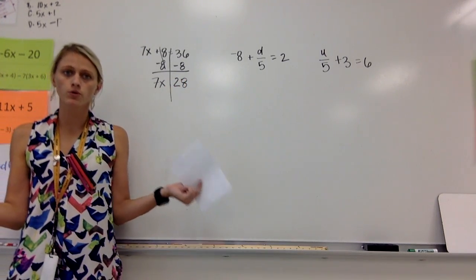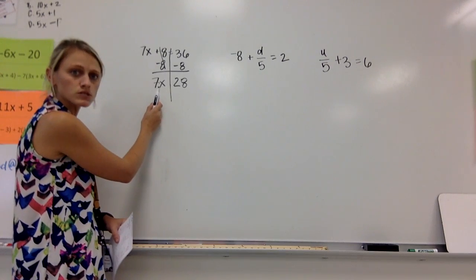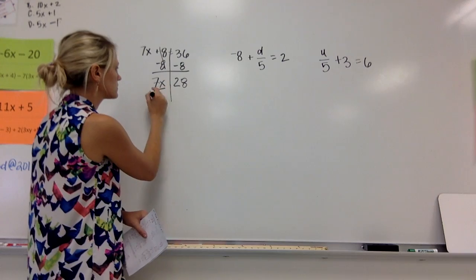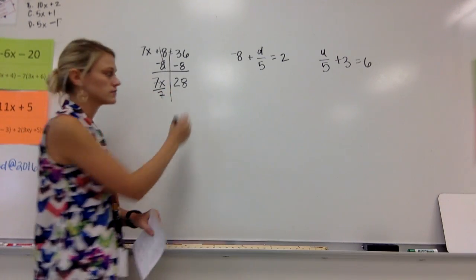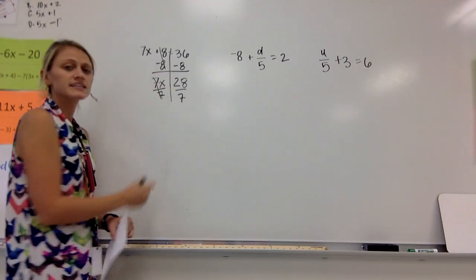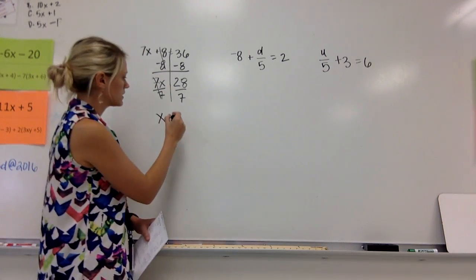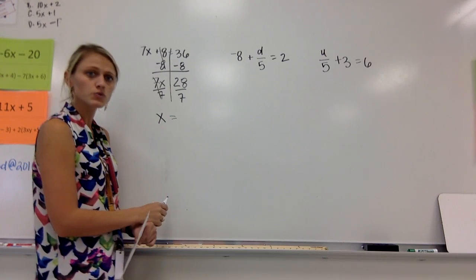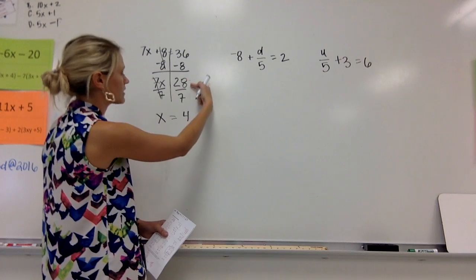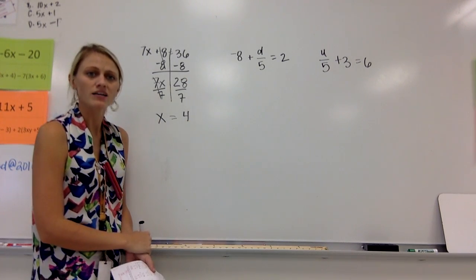Now we're left with one more step. Okay, this 7 is being multiplied by the x, so to undo that multiplication, you guys should know, I divide both sides. 7's cancel. I'm left with x equals 28 divided by 7 is 4. I'll check my signs. I've got a positive divided by a positive, so that is a positive 4.